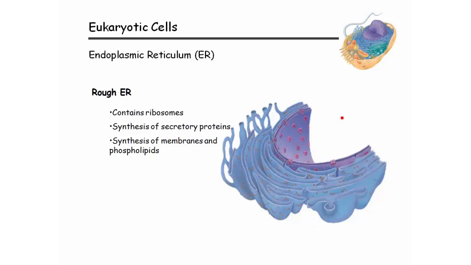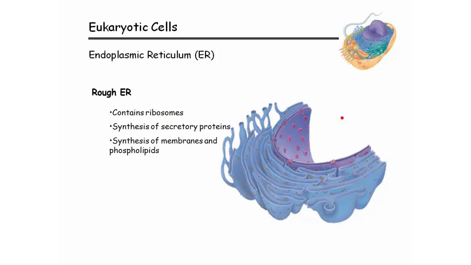Specifically, the rough ER will be involved in the synthesis, or the making, of secretory proteins. By secretory proteins, these will be proteins that are either secreted from the cell, so they could be actually exiting the cell altogether, or these may be proteins that are going to be shipped to a particular compartment inside the cell.